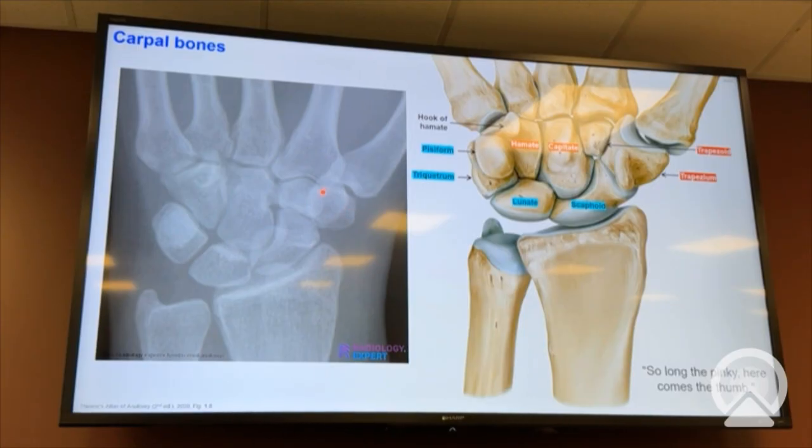trapezium, the thumb. All right, and a little memory device for this one that I like to use is: so long the pinky, here comes the thumb. So starting where we started, scaphoid, lunate, triquetrum, pisiform, so long the pinky, I jump up to the hamate, here comes the thumb. This can, in your mind, organize them, make sure you account for all of them, and I would be able to ID these on a wrist x-ray, just make sure you can pick these out.